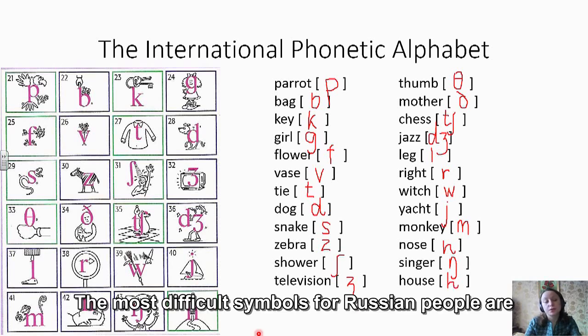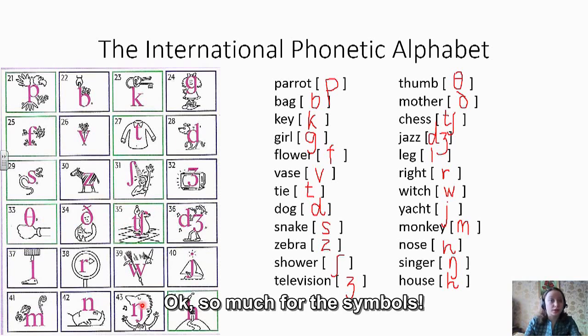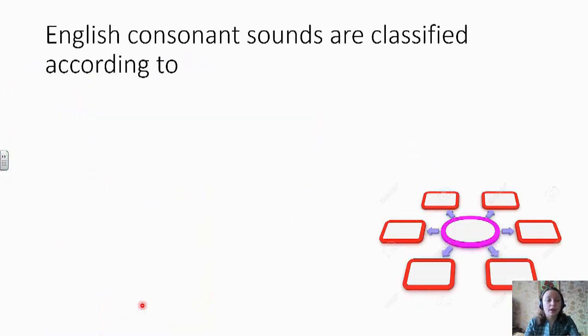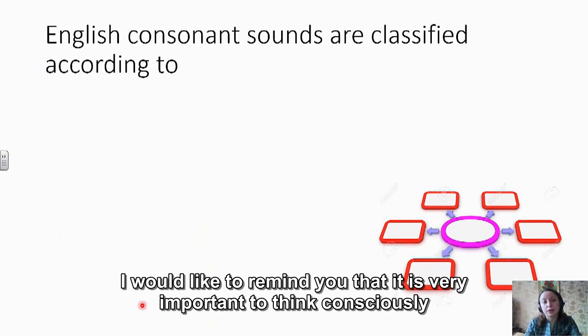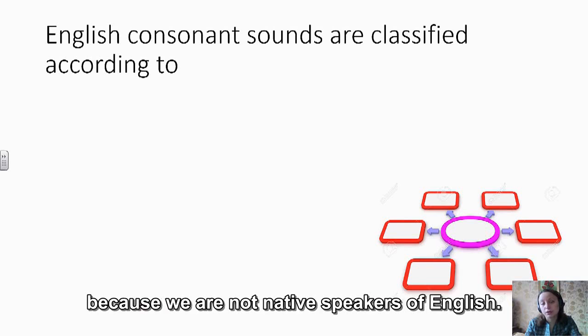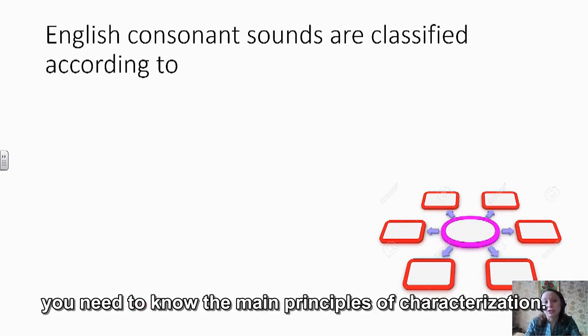The most difficult symbols for Russian people are sh, zh, th, th, ch, j, and ng, I think. Okay, so much for the symbols. Now let's get down to the principles of characterization of English consonants. I would like to remind you that it is very important to think consciously how your mouth, tongue, and lips are moving, because we are non-native speakers of English. In order to understand how to pronounce correctly, you need to know the main principles of characterization.